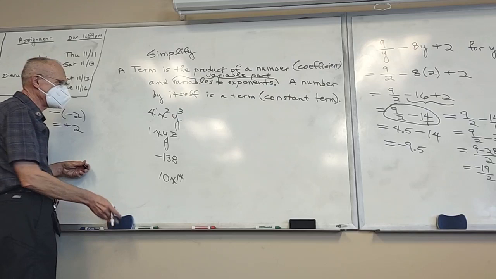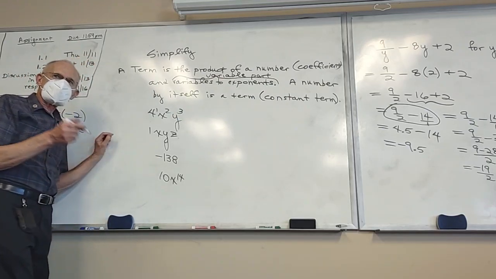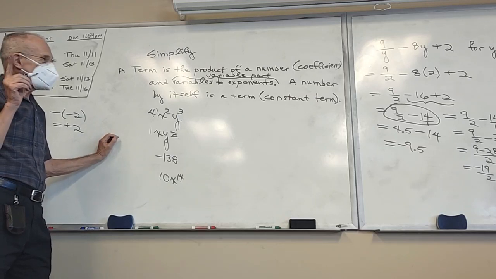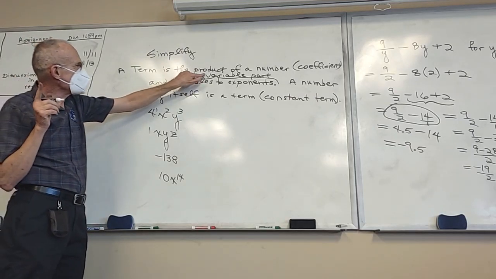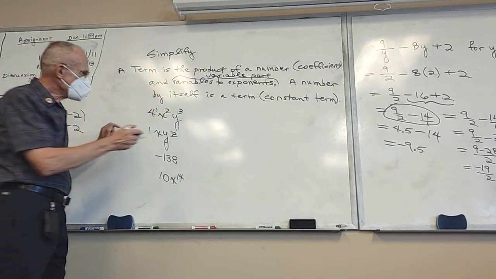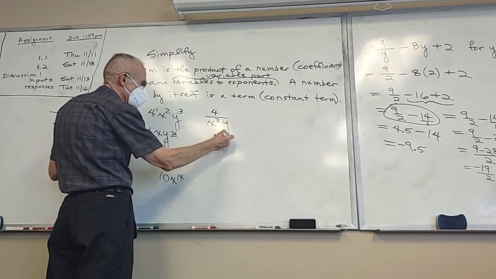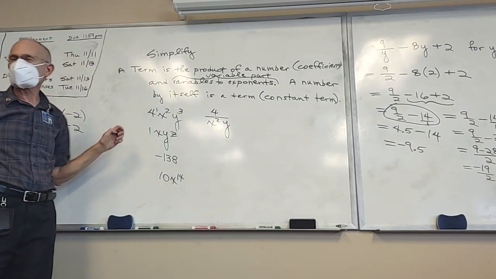So now you're wondering, well, what isn't a term? I don't understand. Everything looks like a term. Well, there's one main exception I know of, and that comes from the definition, where I say a product. Product means multiply. If you had variables on the bottom instead of on the top, that's technically not a term.